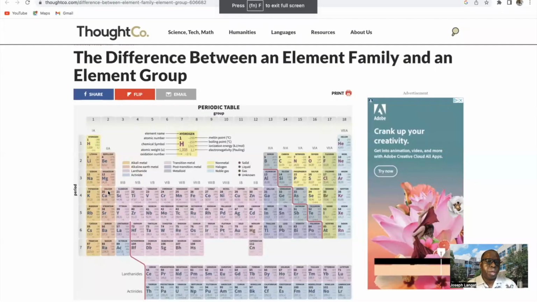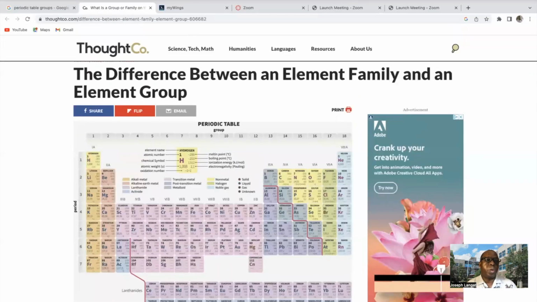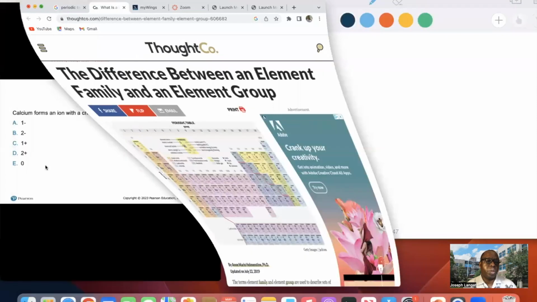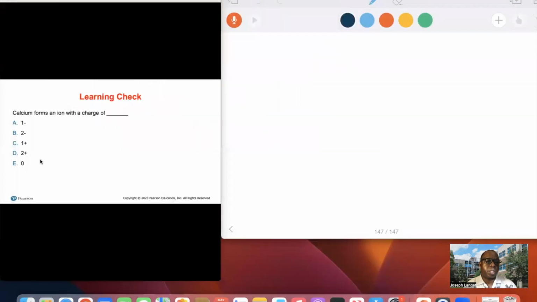If you don't know the chemical symbol for calcium and you're just given the periodic table with the chemical symbols, it's going to be difficult for you to draw a conclusion on the ionic charge. So if I look, this is in group 2, and we know all group 2 will form positive 2.